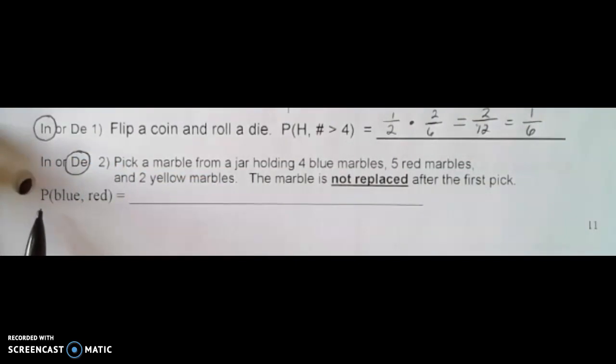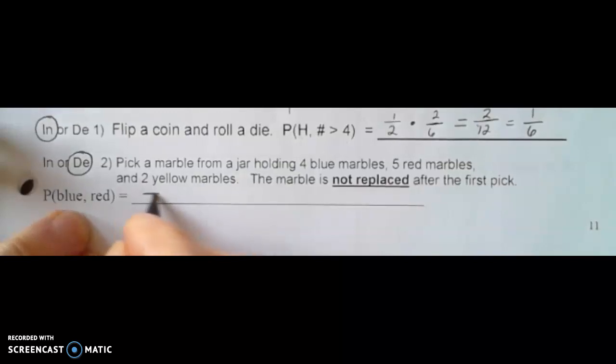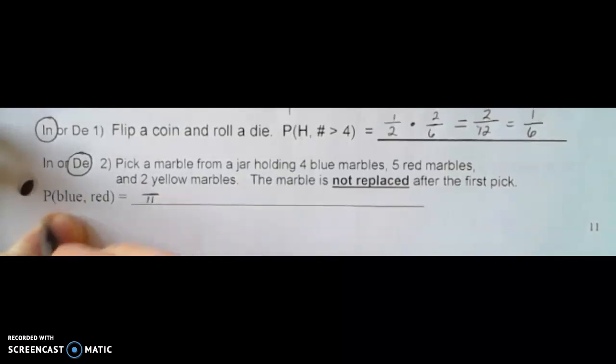So I want the probability of getting a blue marble and then a red marble. So let's start with the probability of getting a blue marble. The first thing I have to do is figure out how many marbles are there in the jar. 4 blue, 5 red, 2 yellow. 4 plus 5 is 9, plus 2 is 11. So my first probability is going to be out of 11. And to get a blue marble, there are 4 of them, so it's 4 out of 11.